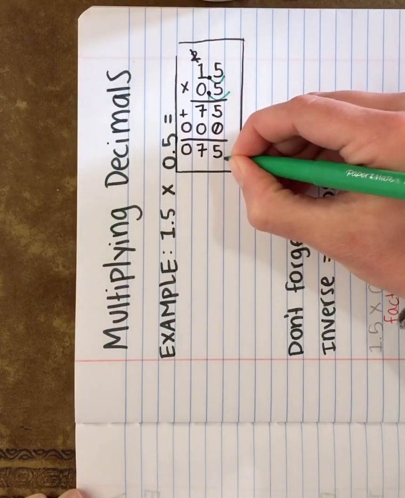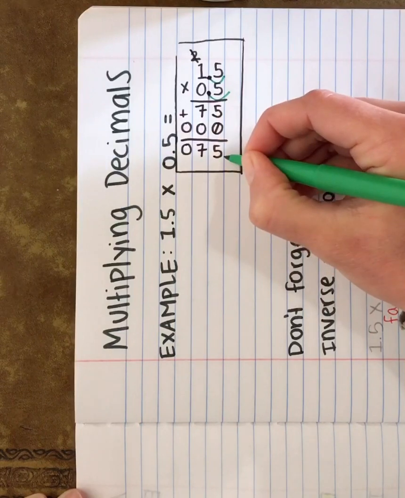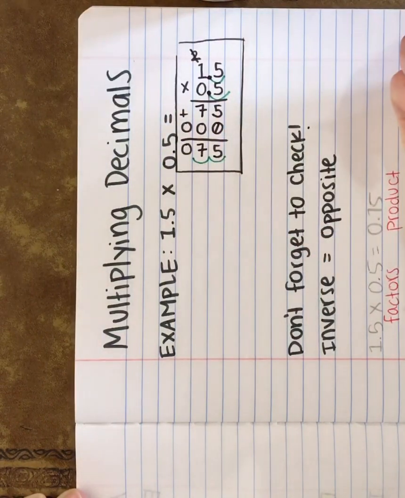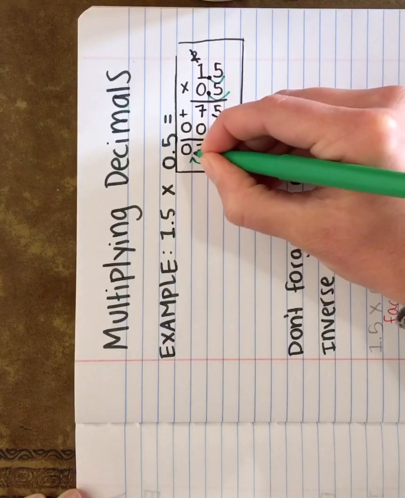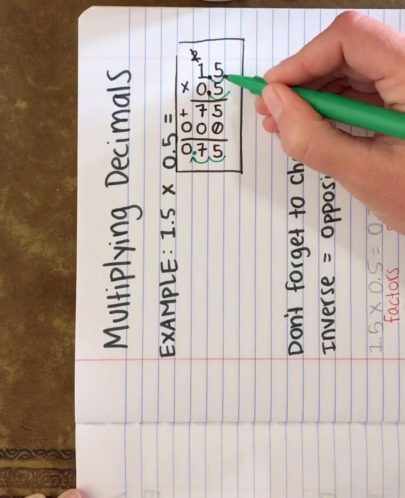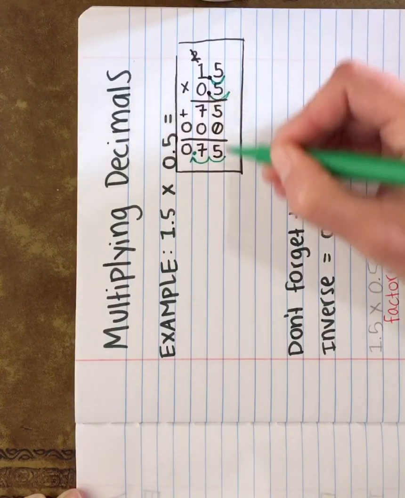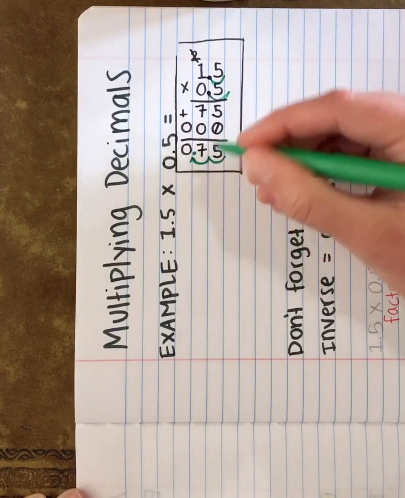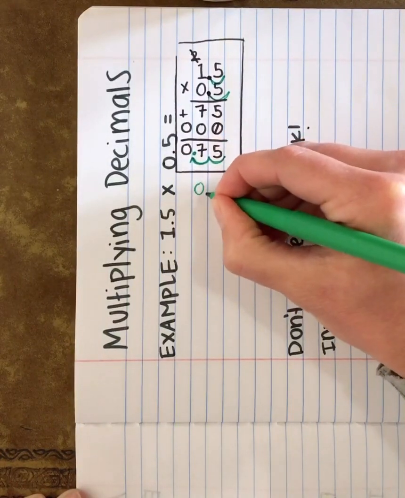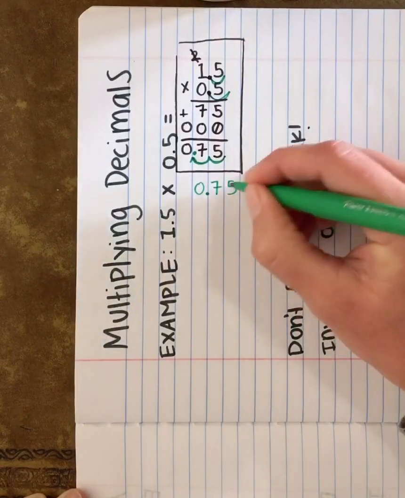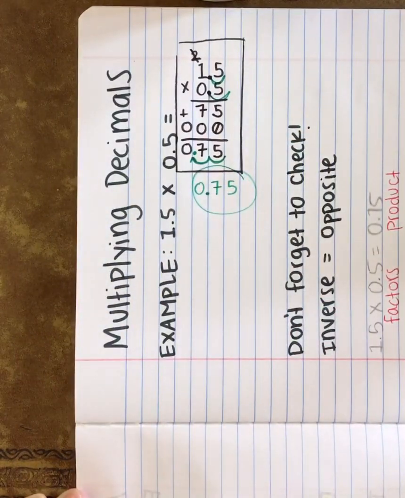So I'm going to start with my decimal point at the far right and count 1, 2 places to the left, and that's where my decimal point is going to go. I'll show you again. 1, 2. And so our answer is 0 and 75 hundredths. Not done yet though.